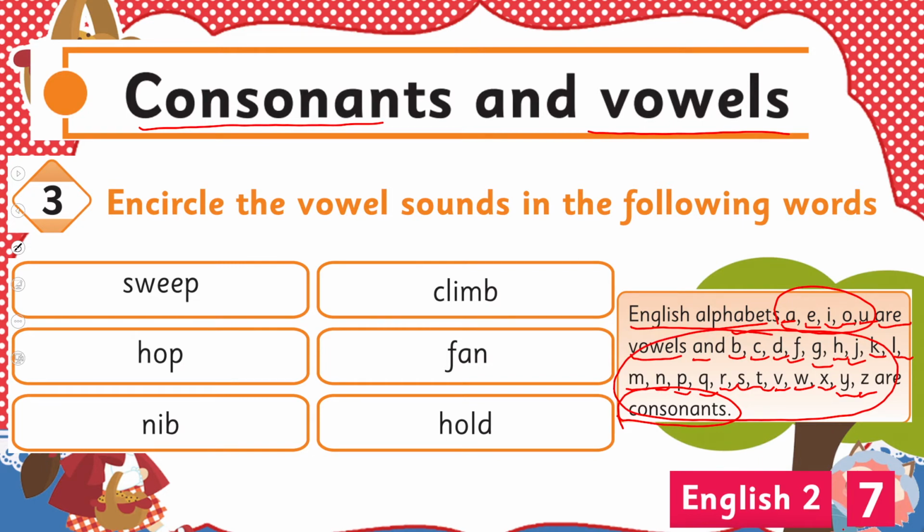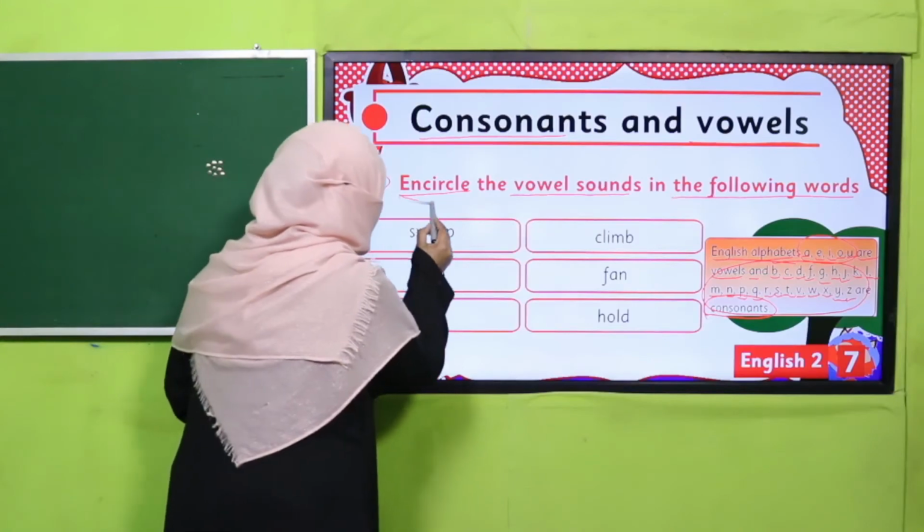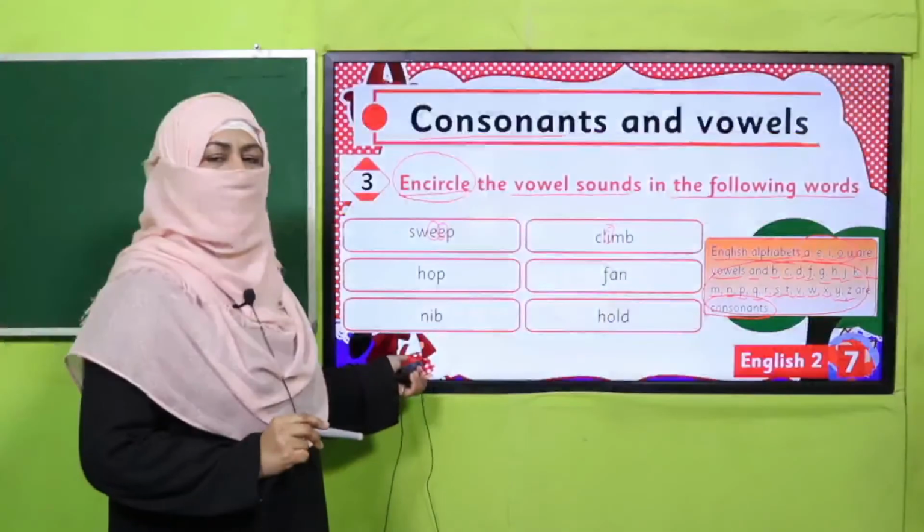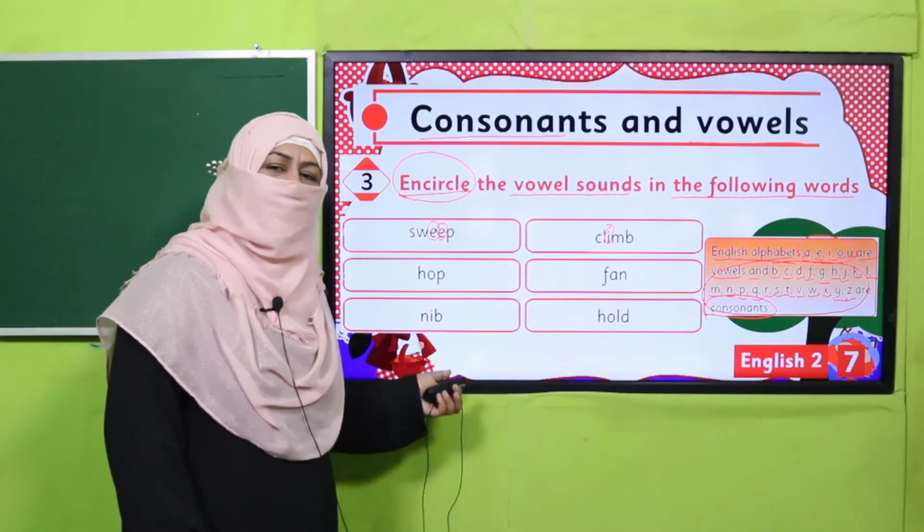Now what will you do? You will encircle the vowel sounds in the following words. You will read these words and you will encircle, means you will make a circle on vowels. Like sweep. So there are 2 vowels, so I will circle it 2 times, E and E. Wall. Climb. The I is a vowel. So in this way, you will practice on this page. Pause the video and enjoy practicing it.